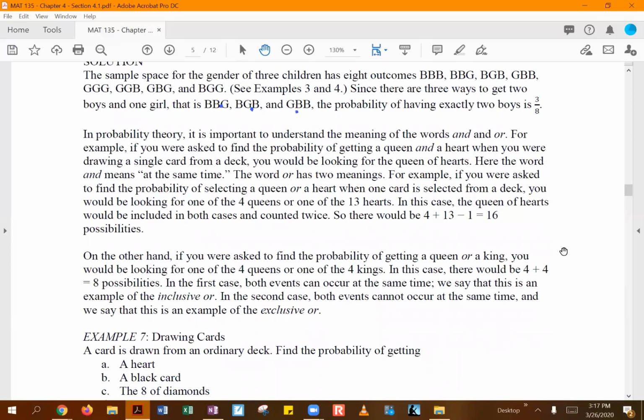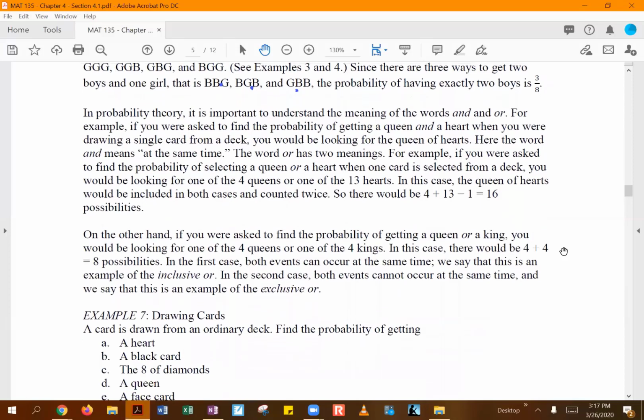Let's take a look at this paragraph here. Again, I'm not going to read through all of it, so just make sure you're reading these handouts before you come for class, so you're aware of what we're talking about. So they're basically talking about the importance of the meaning of the words and versus or. So if you were asked to find the probability of getting a queen and a heart when you're drawing a single card from a deck, that basically means you are looking for a card which is both queen and heart, right? So which means you're looking for the queen of hearts. So here the word and means at the same time.